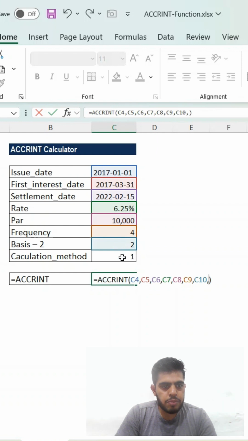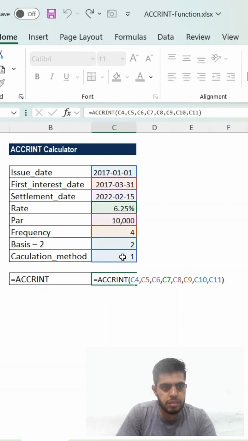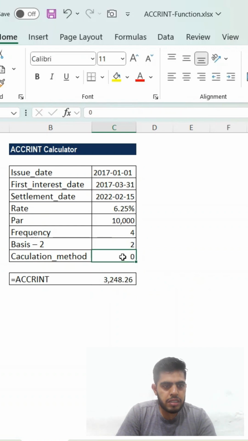And coming to the calculation method, there are two options. One is from the issue date, and the second one is from the first interest date. So in this example, we are taking 1. By default also it takes 1. But instead of that, if we take 0, our result will change, because if my issue date is being considered, then obviously my interest amount will increase. So this is the one example that we have discussed.